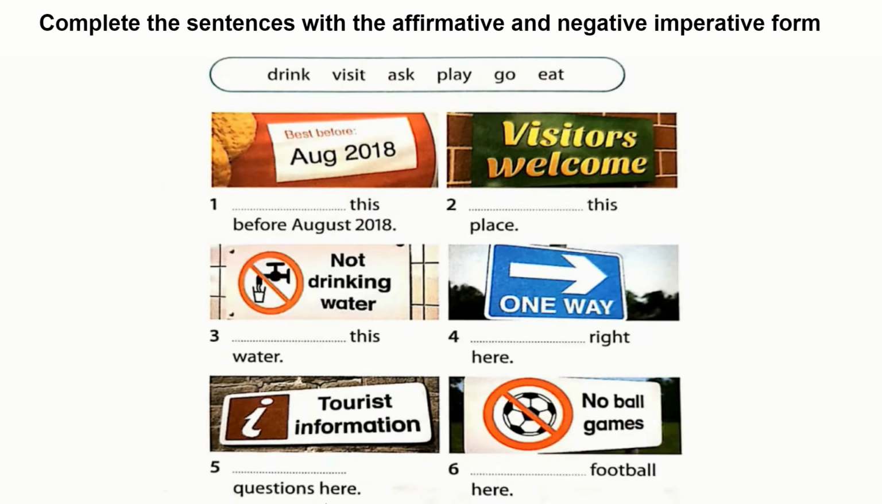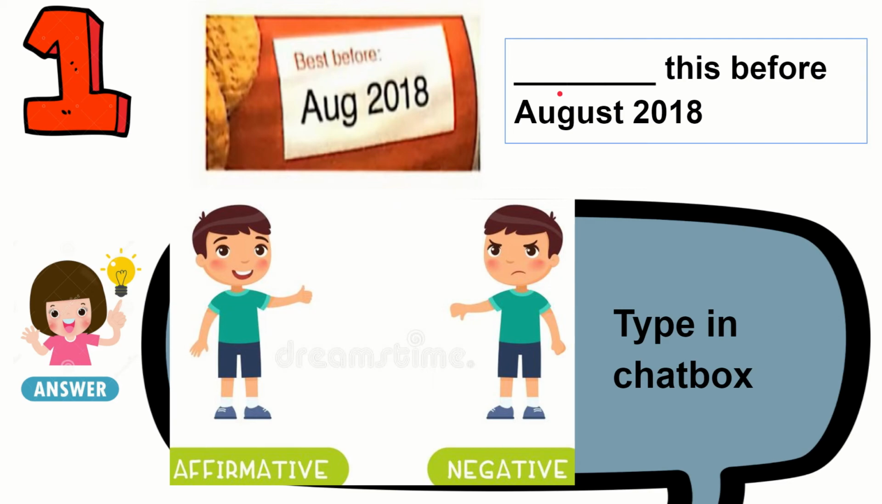Complete the sentences with the affirmative and negative imperative form. Okay, we have 6 sentences over here, and there are 6 pictures with it. The selections given are drink, visit, ask, play, go, eat. Let's see one by one. Number 1, blank this before August 2018.